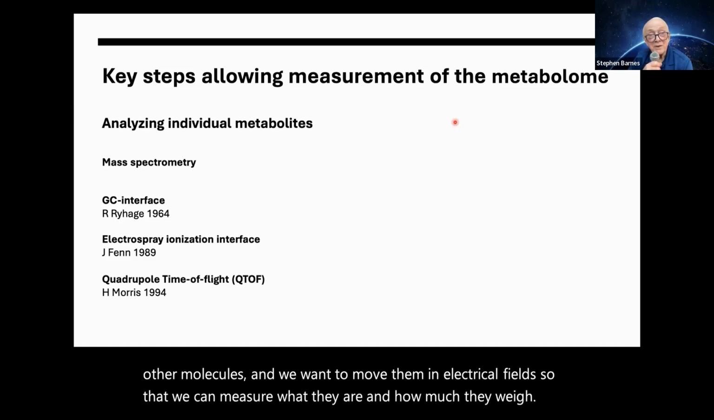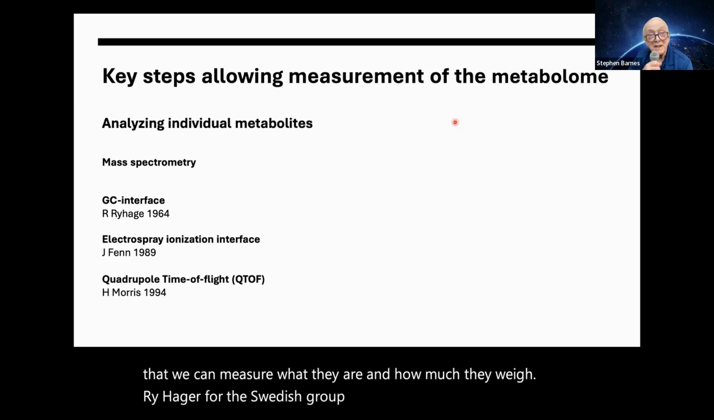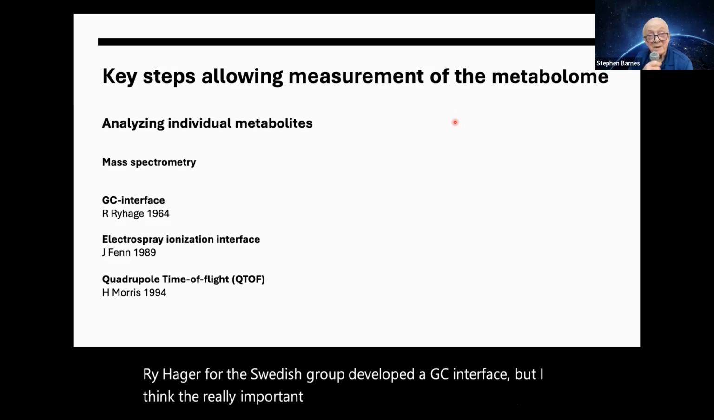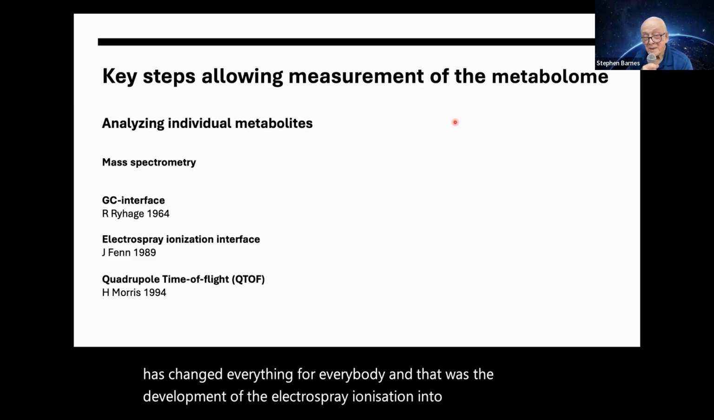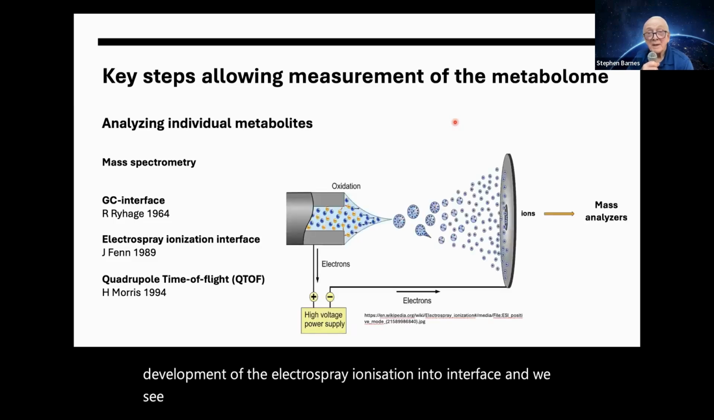Reihager, for the Swedish group, developed a GC interface, but I think the really important one was developed by John Fenn, and it has changed everything for everybody. And that was the development of the electrospray ionization interface. And we see that here.